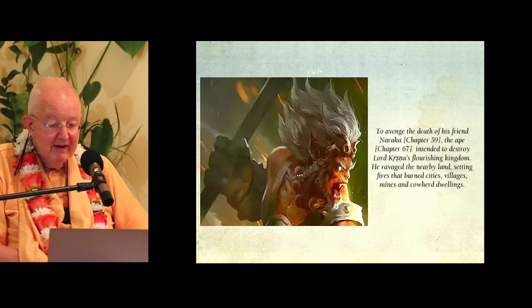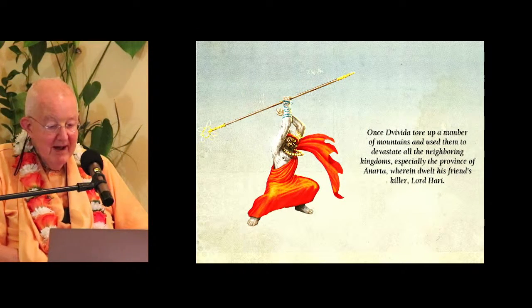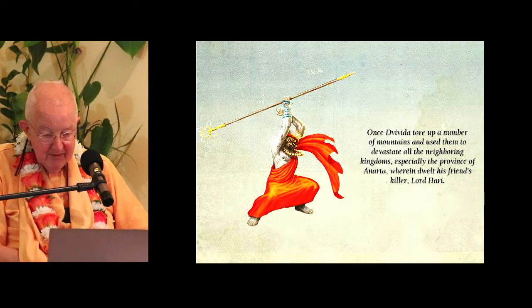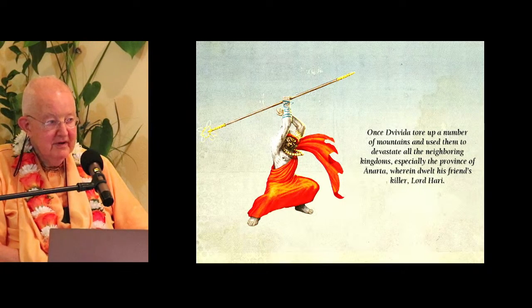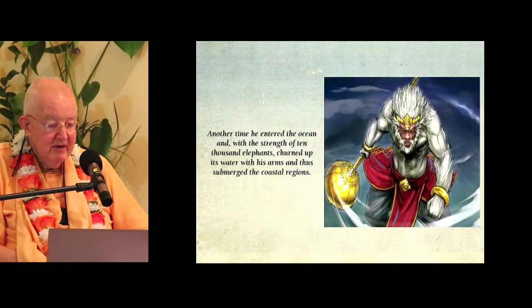He ravaged their agricultural lands, setting fires to the cities, villages, and mines, and their cowherd dwellings. He tore up mountains and used the mountains to devastate all neighboring kingdoms. There's the word anartha, different spelling, wherein dwelt his friend's killer, Lord Hari. Friend: Narakasura; killer: Krishna. The neighboring kingdoms surrounding or nearby Dwarka.